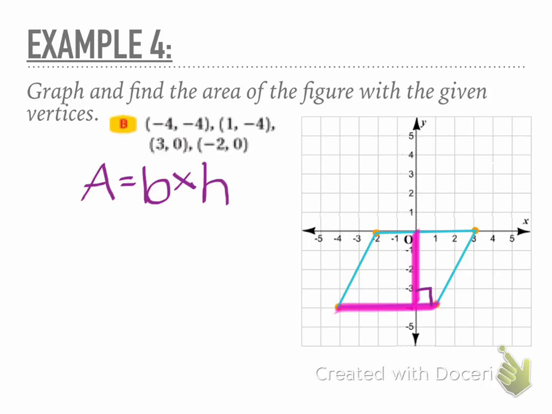So our base, count the squares, 1, 2, 3, 4, 5. So we have a base down here of 5. And then our height is 1, 2, 3, 4.